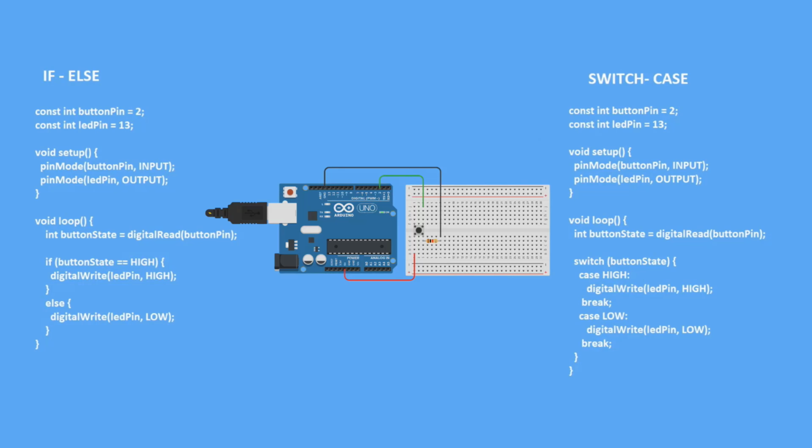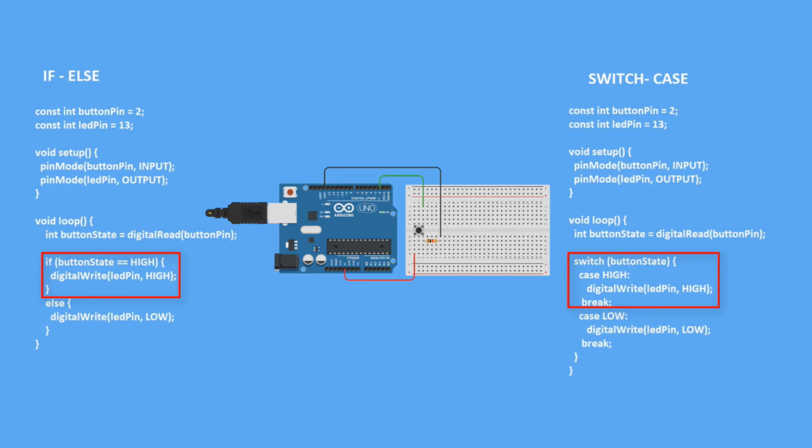We see the code for an application where pressing the button connected to pin 2 of the Arduino turns on the internal LED connected to pin 13. The code is written using both the if-else and the switch case structure. In the program, the value of the button pin variable, representing pin 2, is read as either 0 or 1 and is assigned to the button state variable.